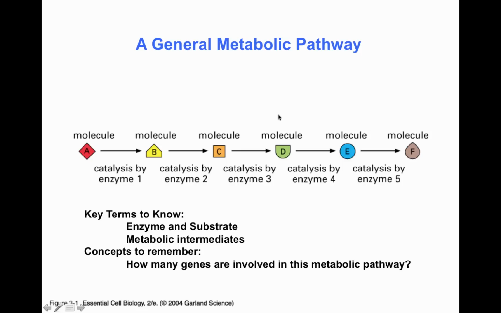The same situation will happen with enzyme 4 and molecule E, and enzyme 5 to the final product, molecule F. So in this pathway, molecule A is the initial substrate of the reaction, molecule F is the final product of the reaction, and molecules B, C, D, and E are the metabolic intermediates. Just as a review, I would like you to tell me how many genes are involved in this particular metabolic pathway. We can have this discussion on Monday.